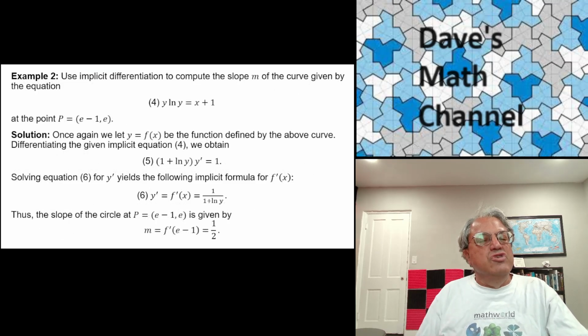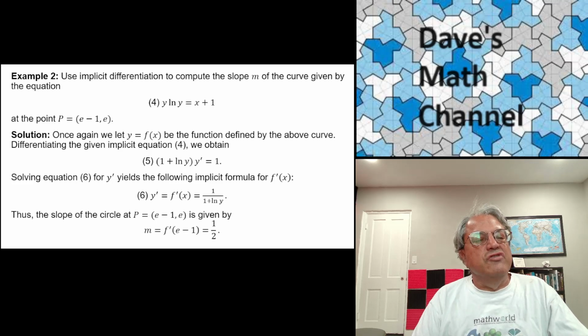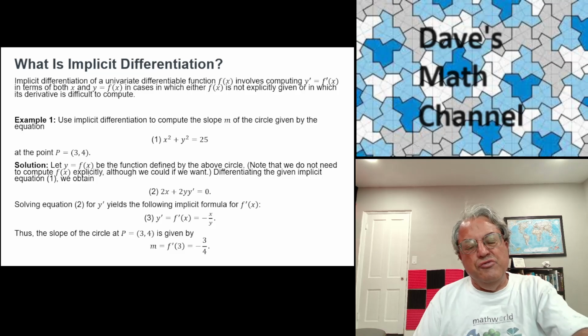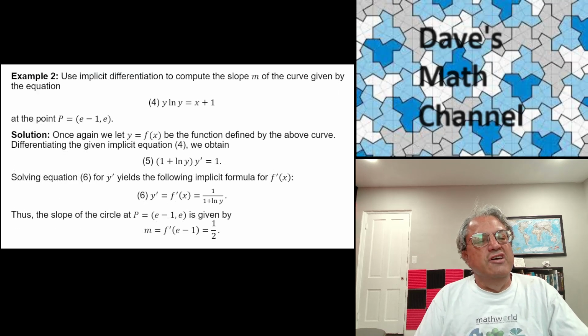Here's a case where we don't even have an explicit formula for f of x. We could have used the last one to come up with an explicit formula for f of x in terms of x, but we didn't have to here. But in this case, we can't even do that. We have this complicated equation, y times the natural logarithm of y equals x plus 1. It turns out there is a special function known as the Weber function that we could use to write y explicitly in terms of x, but that's beyond the scope of what we're doing, and we don't even need it anyway.